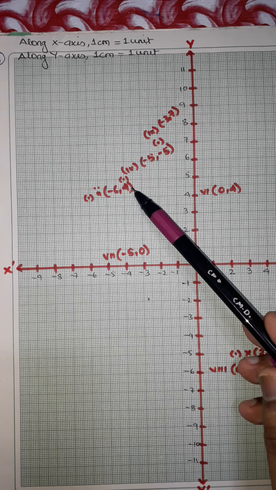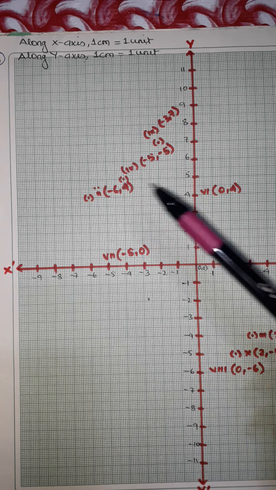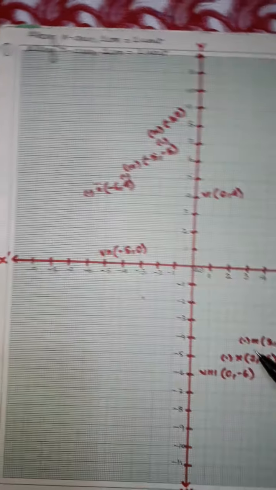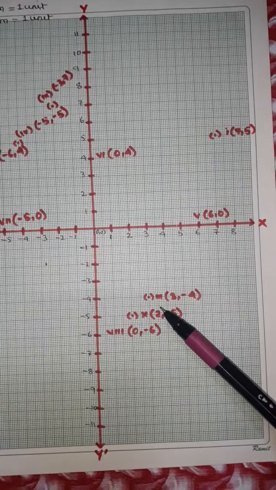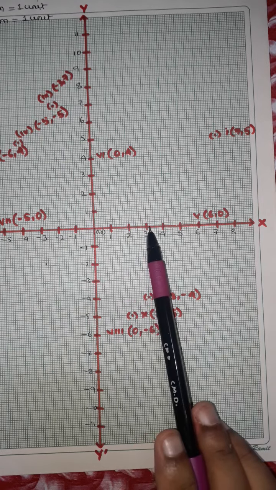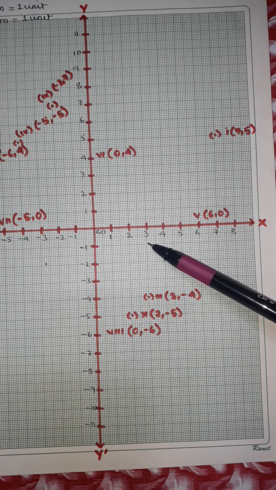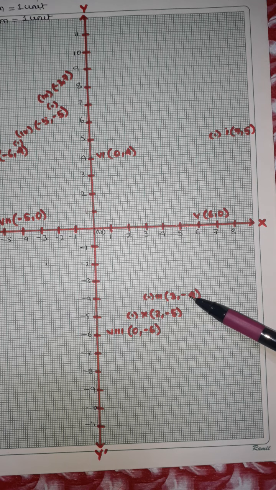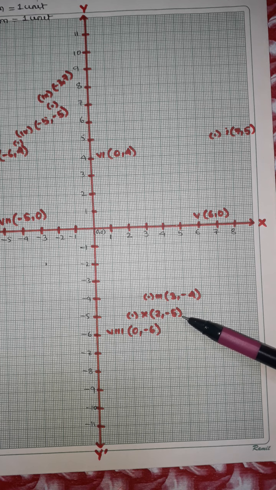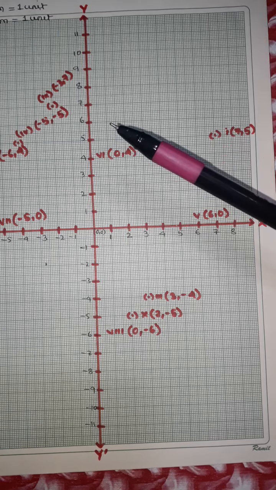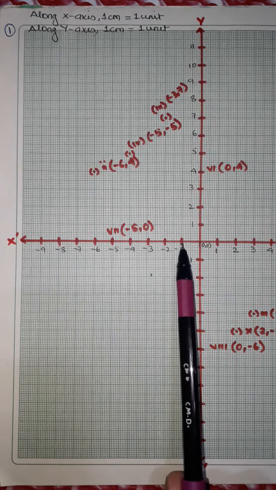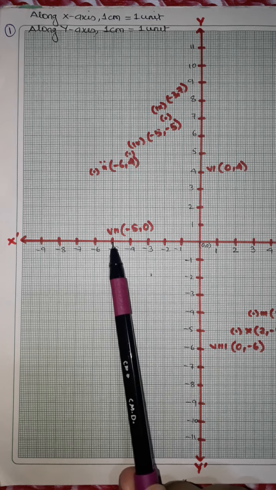Number 3 is 3 comma minus 4. So it is here. 3 comma minus 4 is here. So 1 2 3 comma minus 4, minus 1, minus 2, minus 3, minus 4. So number 3 is 3 comma minus 4. Now for number 4, minus 5 comma minus 5. Minus 5 comma minus 5. Okay. So part number 4 is minus 5 comma minus 5, minus 1, minus 2, minus 3, minus 4, minus 5.